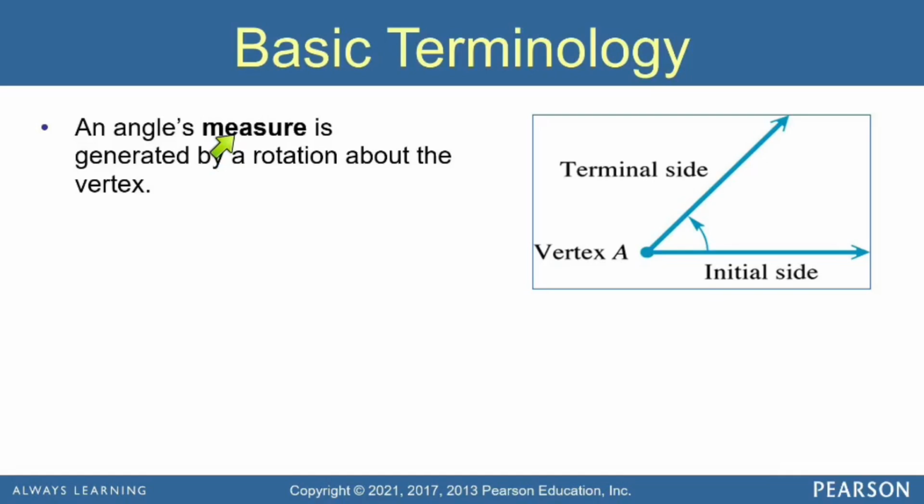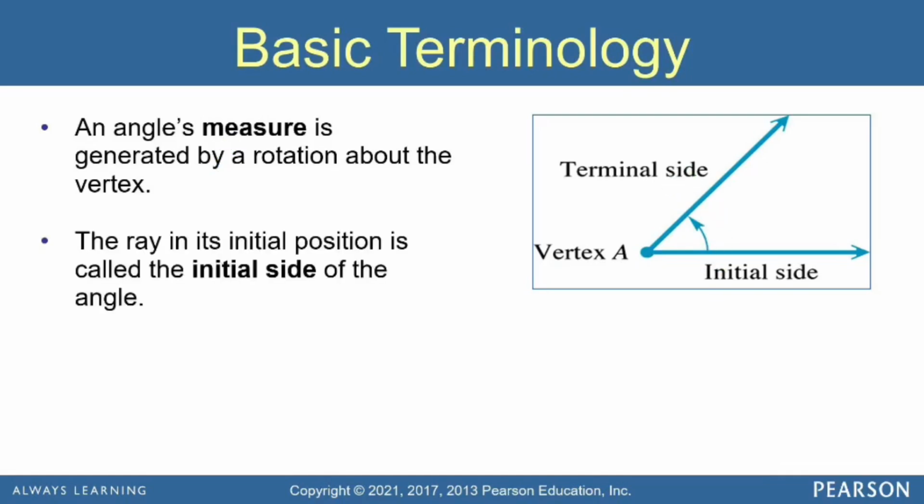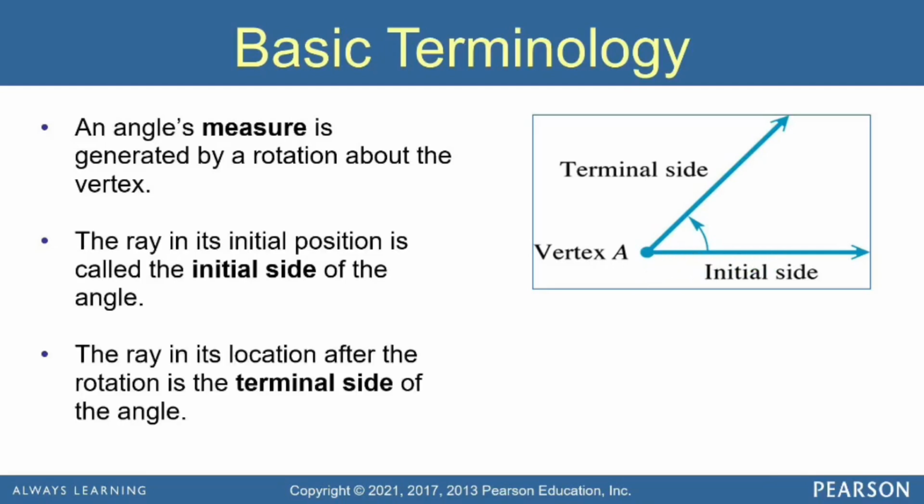An angle's measure is generated by rotation about the vertex, and the ray in its initial position is called the initial side of the angle, and the ray in its location after rotation is called the terminal side of the angle. So we'll use those terms a lot, the initial side of the angle and the terminal side of the angle.